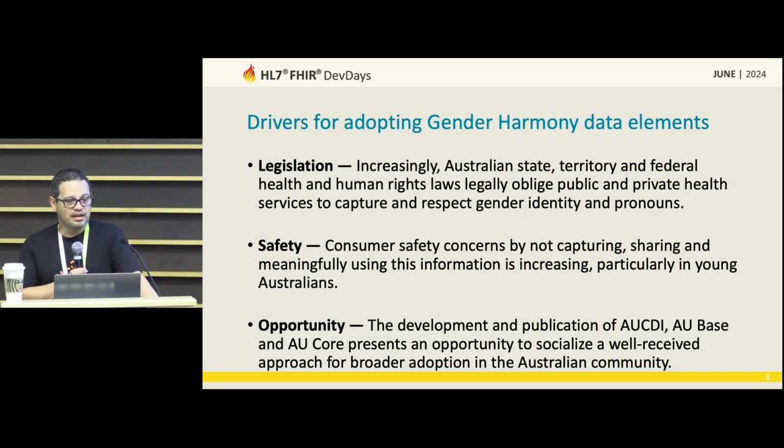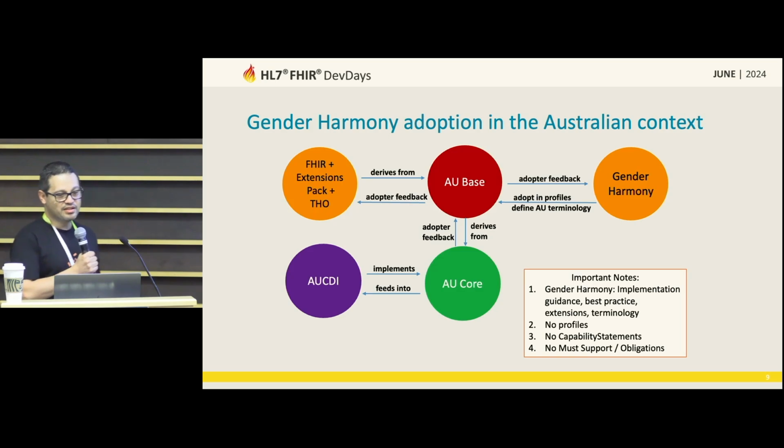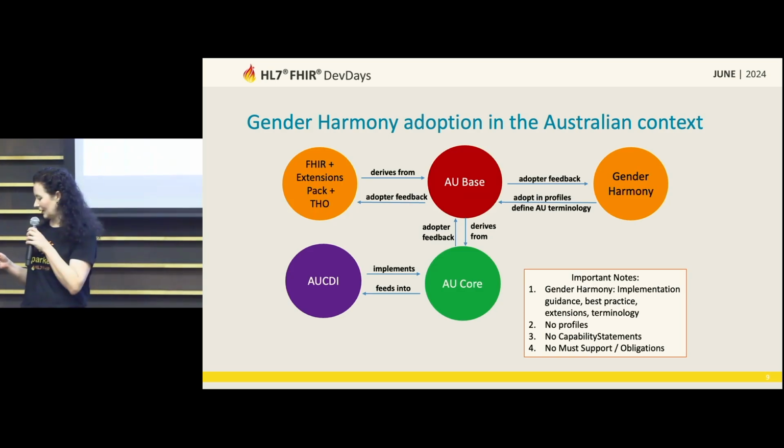And lastly, we have opportunity here. The development of these new national specifications in the AUCDI, AU Base and AU Core does present us with an opportunity to, for once, not kick the can down the road and make it someone else's problem, but to really embrace the problem. And fortunately for us, gender harmony exists as we embark on this. And so we've got a foundation to actually start doing this in Australia. Back to Danielle. Thanks, Ruben. I'll take that clicker.